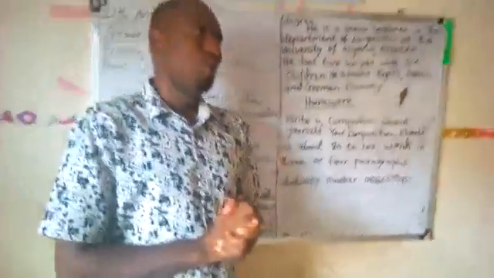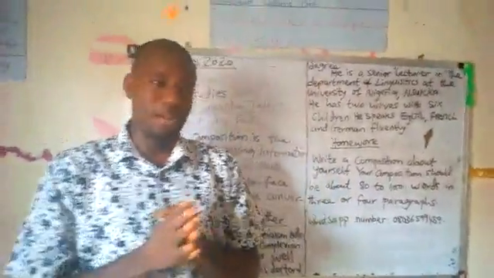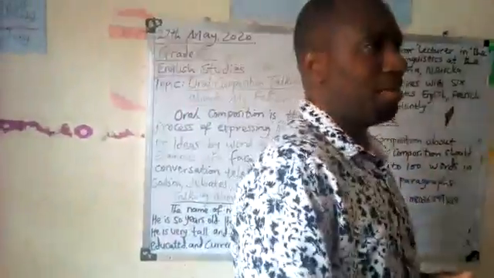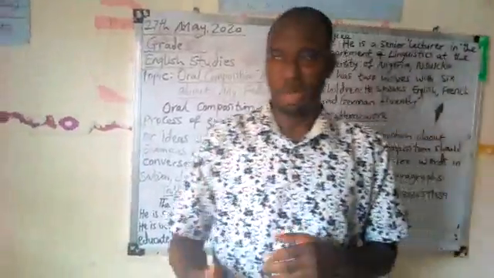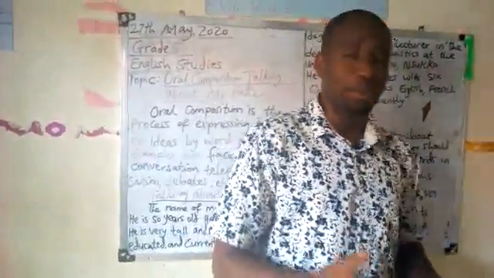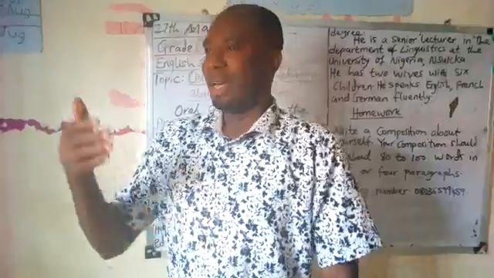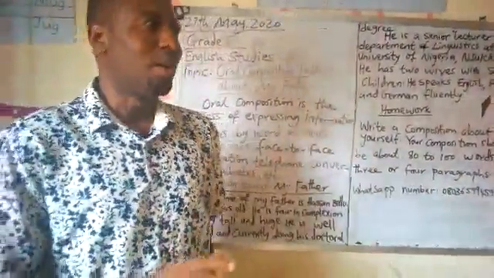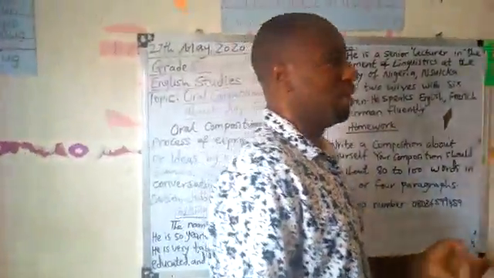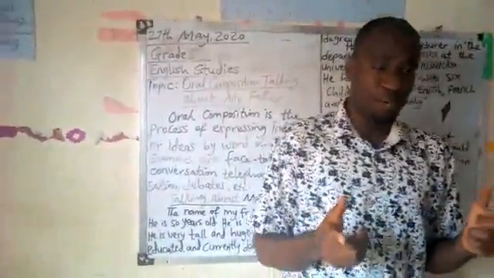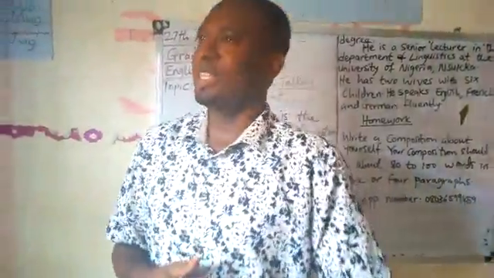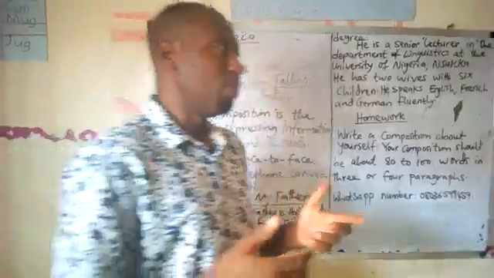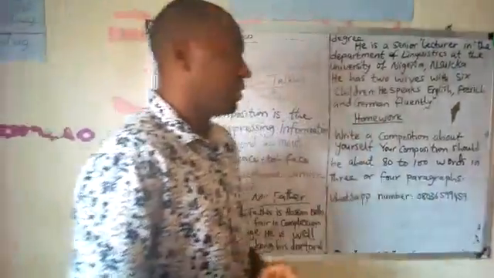So, there are rules of conversation. It can be in terms of turn taking. After you have talked, you give the audience a chance to ask a question. We also have a debate, which is also an example of oral composition. Debates that schools normally organize from time to time.